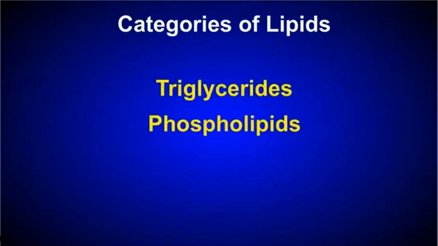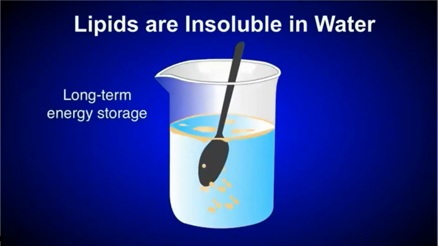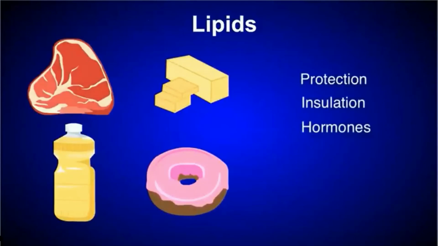Now that we've covered all four categories of lipids, let's do a quick recap. The four categories of lipids are triglycerides, phospholipids, steroids, and waxes. All lipids are insoluble in water. While the primary function of lipids is long-term energy storage, lipids are also used for a multitude of other purposes, such as protection and insulation, and as a key component of hormones and cell membranes.